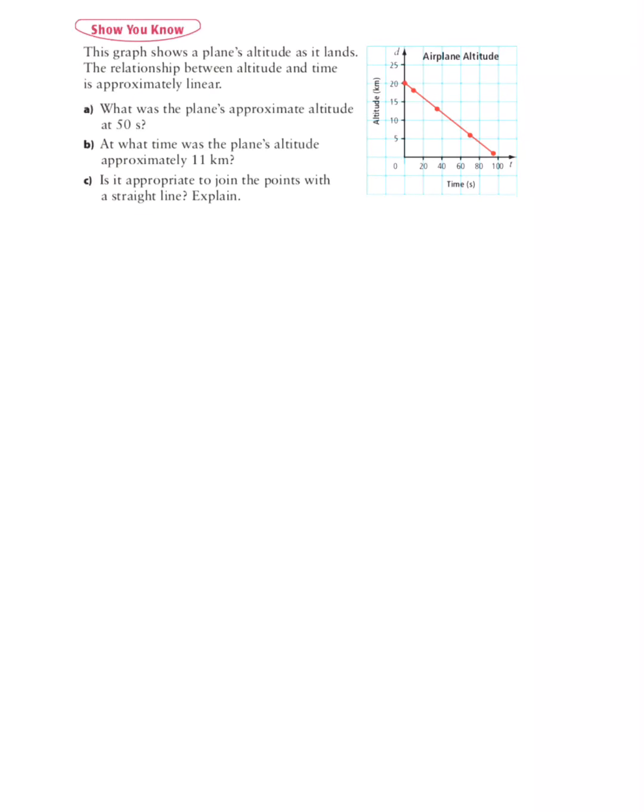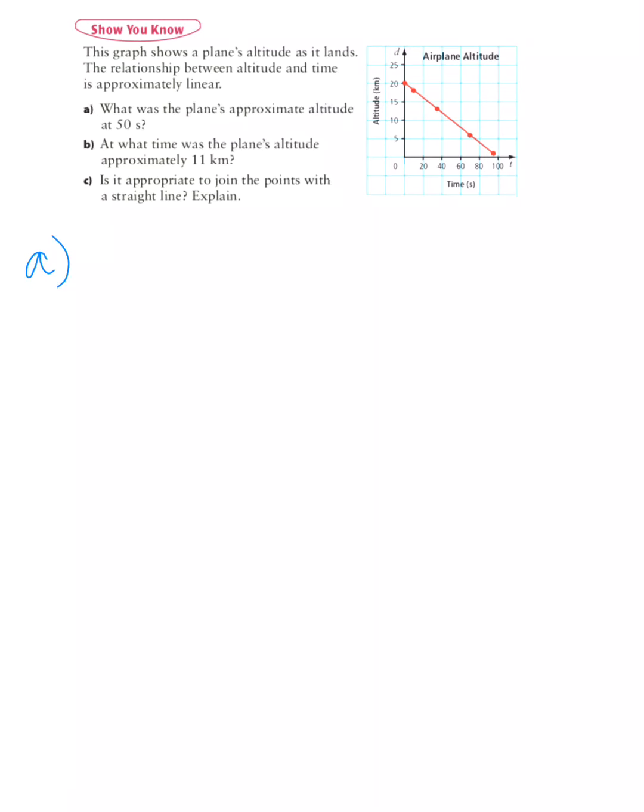Okay, let's try another one. It says the graph shows a plane's altitude as it lands. So obviously the altitude is going down as the plane lands. It's approximately linear, which means it's a straight line. Okay, if you graph something and it looks like this, it's obviously not a straight line, so then you can't do any of the stuff we're doing. It's only for linear relations. So what was the plane's approximate altitude at 50 seconds?